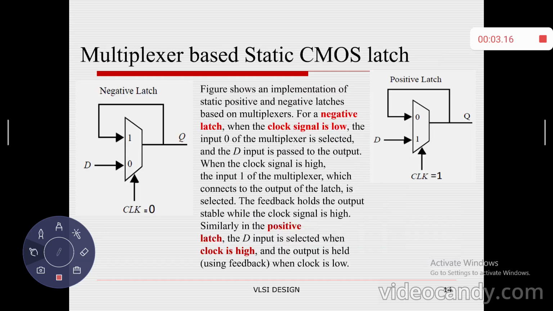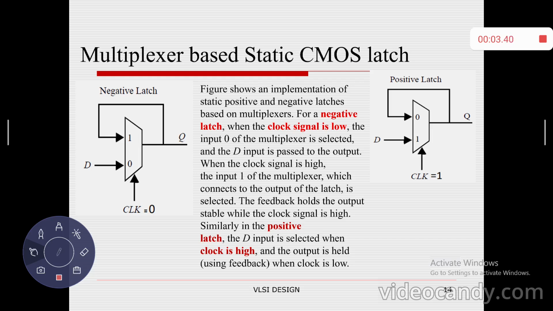And next is the multiplexer based static CMOS latch. So in the respective slide, I put two different block diagrams. The first one is for the negative latch, the second one for the positive latch. So what is the basic difference between negative and positive latches? Both comprise a 2x1 multiplexer.